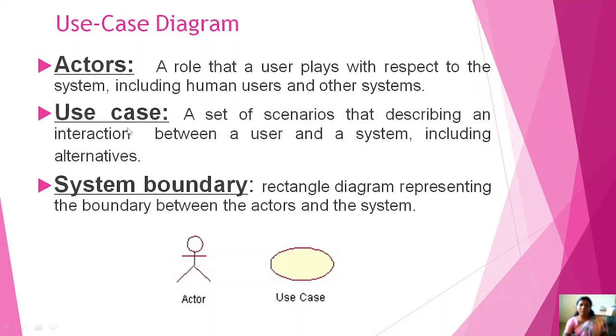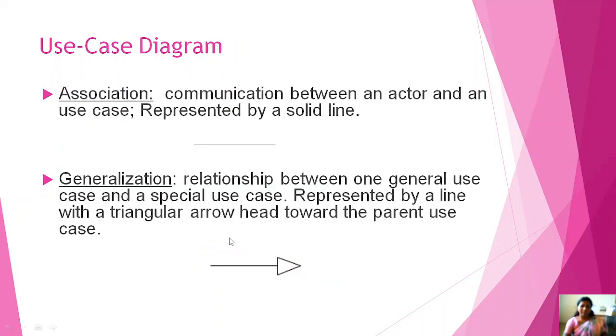Next comes the use case. So a use case describes a set of scenarios during interaction between a user and a system, including alternatives. This is the notation for a use case. Next comes the system boundary. A rectangle shows the boundary between the actors and the system.